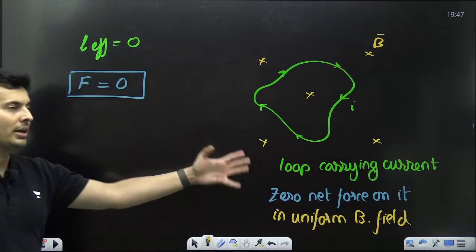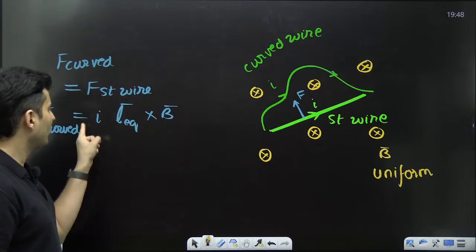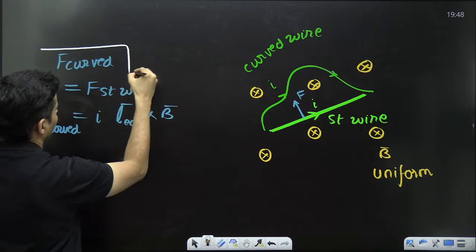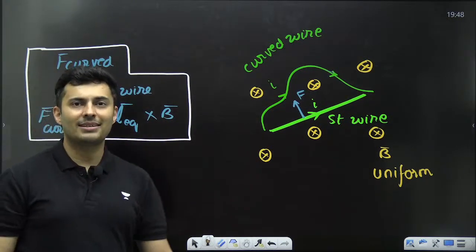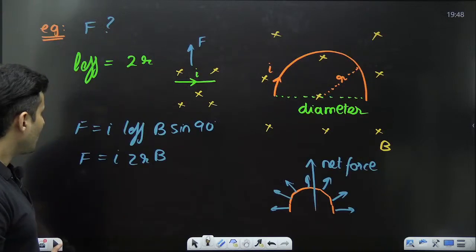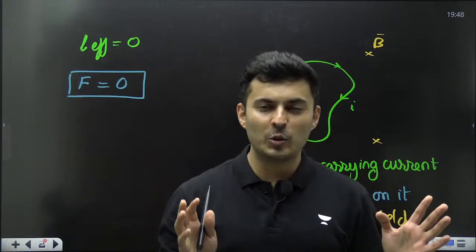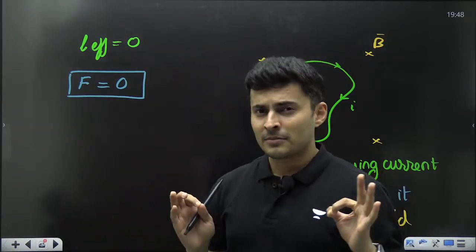Very, very important property. It is a direct result of this particular property only: the force acting on a curved wire is the same as the force acting on a straight wire. This property only, I can extend it for a loop. As simple as that. Cool. Now comes the real question. The force acting on a loop is 0.